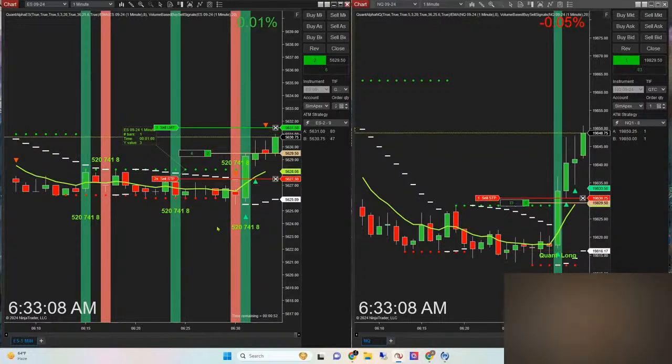Break even now. Start trailing now in Q. So now we are in the money now in Q. We are in the money in Q now. There we go. ES still 6-6 hit, I think. Yeah, 6-6 hit.